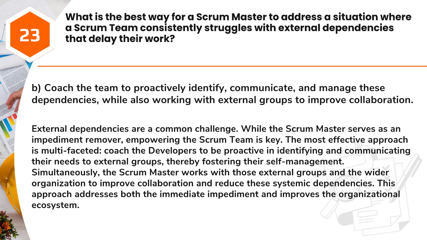Answer. B. Coach the team to proactively identify, communicate, and manage these dependencies, while also working with external groups to improve collaboration. External dependencies are a common challenge. While the Scrum Master serves as an impediment remover, empowering the Scrum team is key. The most effective approach is multifaceted. Coach the developers to be proactive in identifying and communicating their needs to external groups, thereby fostering their self-management.